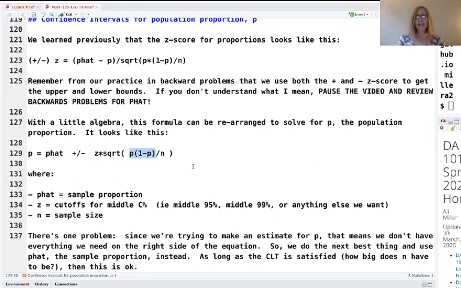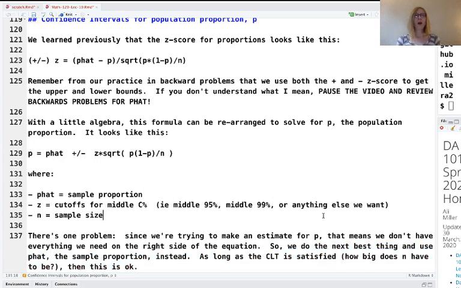Well, we're going to do the next best thing and use p hat instead. We don't know what p is, so we'll use p hat instead. And as long as our sample size is large enough to satisfy the central limit theorem, that's going to be okay for us.